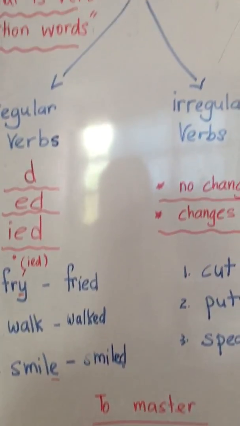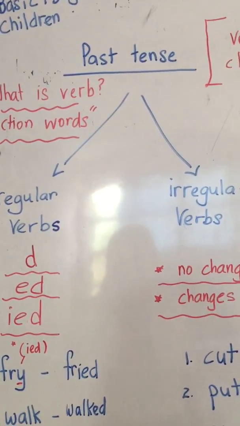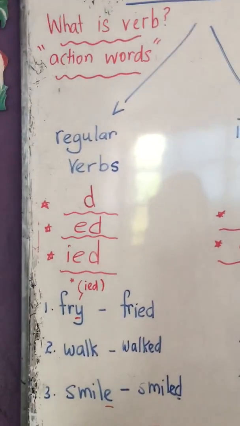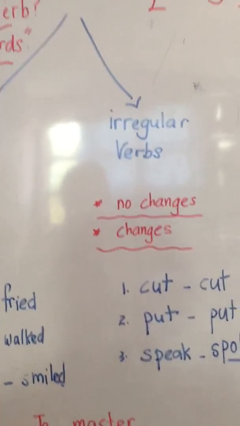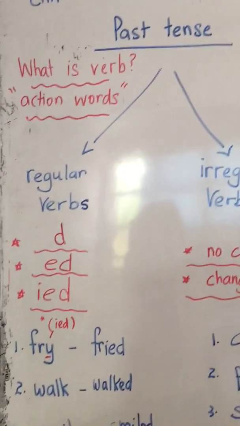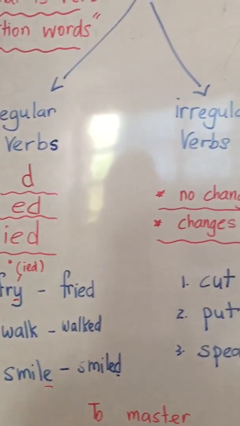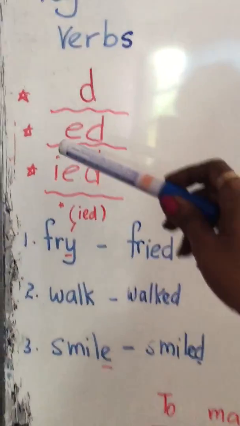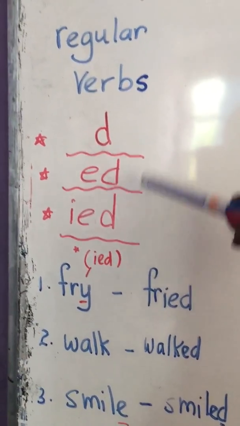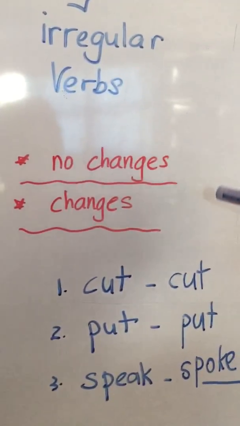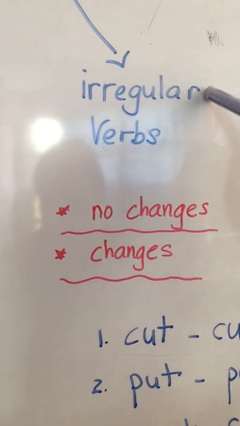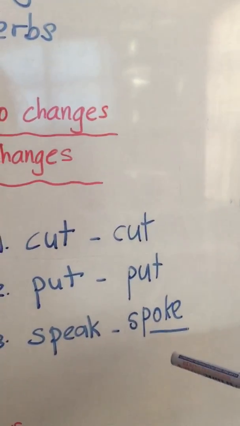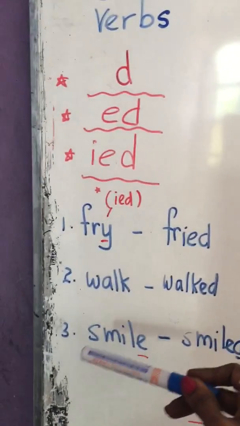Past tense are action words, which is a verb. Two different sorts of past tense. One is regular verb, another one is irregular verb. Take note of all these changes in regular verb. Take note of all these changes in irregular verbs and how the verb changes in past tense.